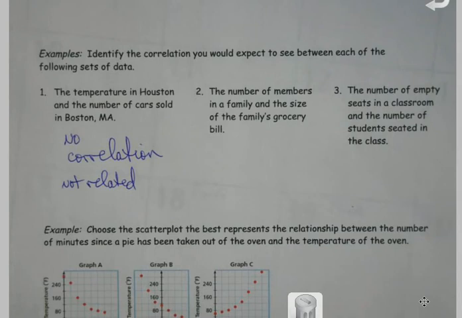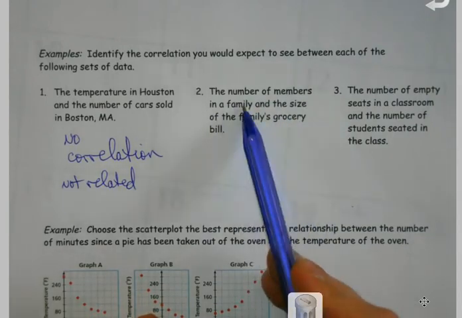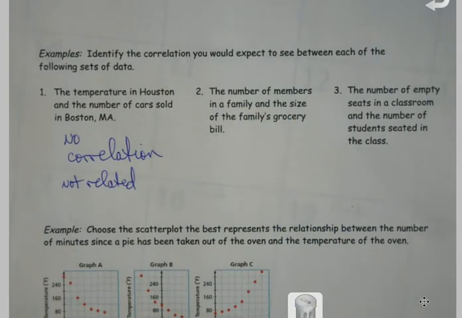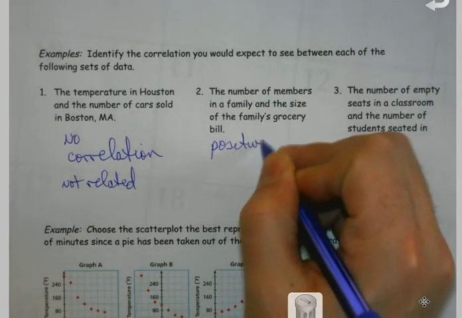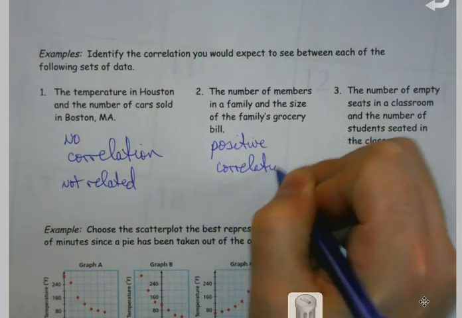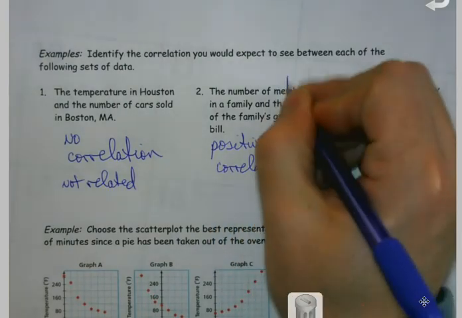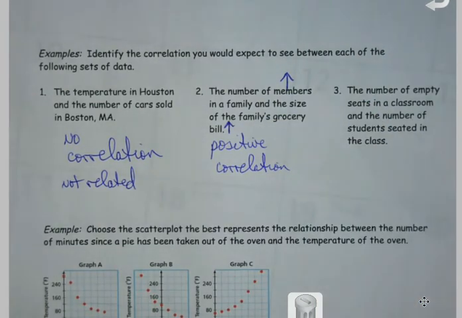Now, this one I have a feeling is going to be a little different. The number of members in a family and the size of their grocery bill. Yes, because that would be positive correlation. Because as the number of members increases, so does their grocery bill, more than likely.